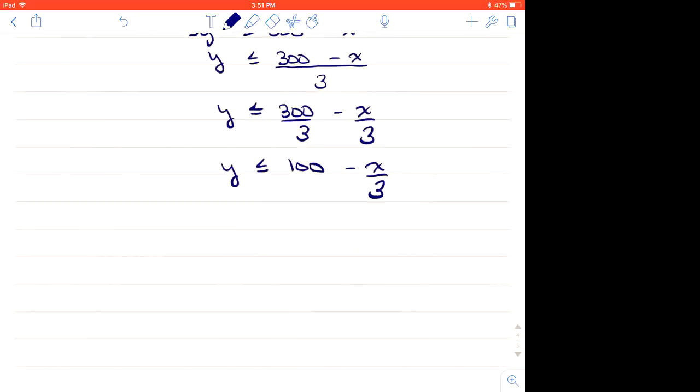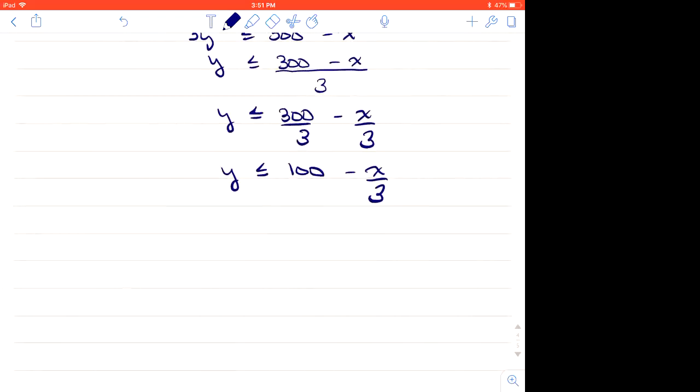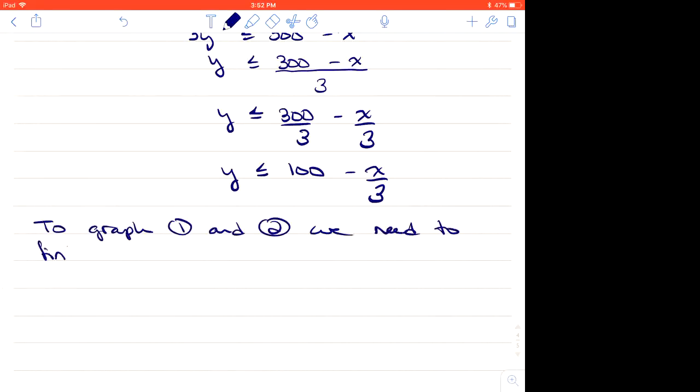All right. Great. The whole goal is to draw these lines. We spent last day talking about how to draw lines. We have to find 2 points on each line, connect them, and extend the line. So to graph 1 and 2, we need to find 2 points on each line. Technically at least 2 points, but I only ever do 2, so that's okay.